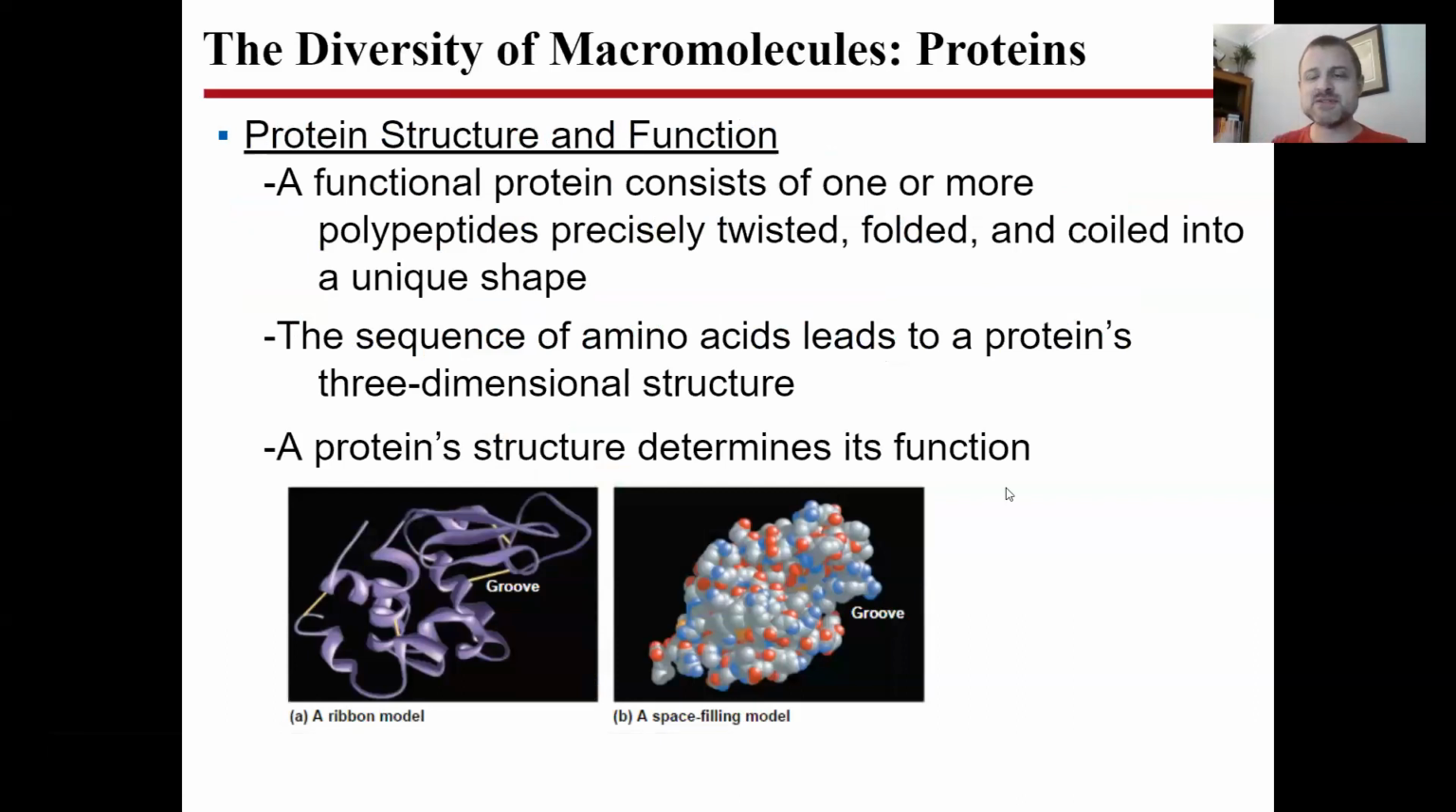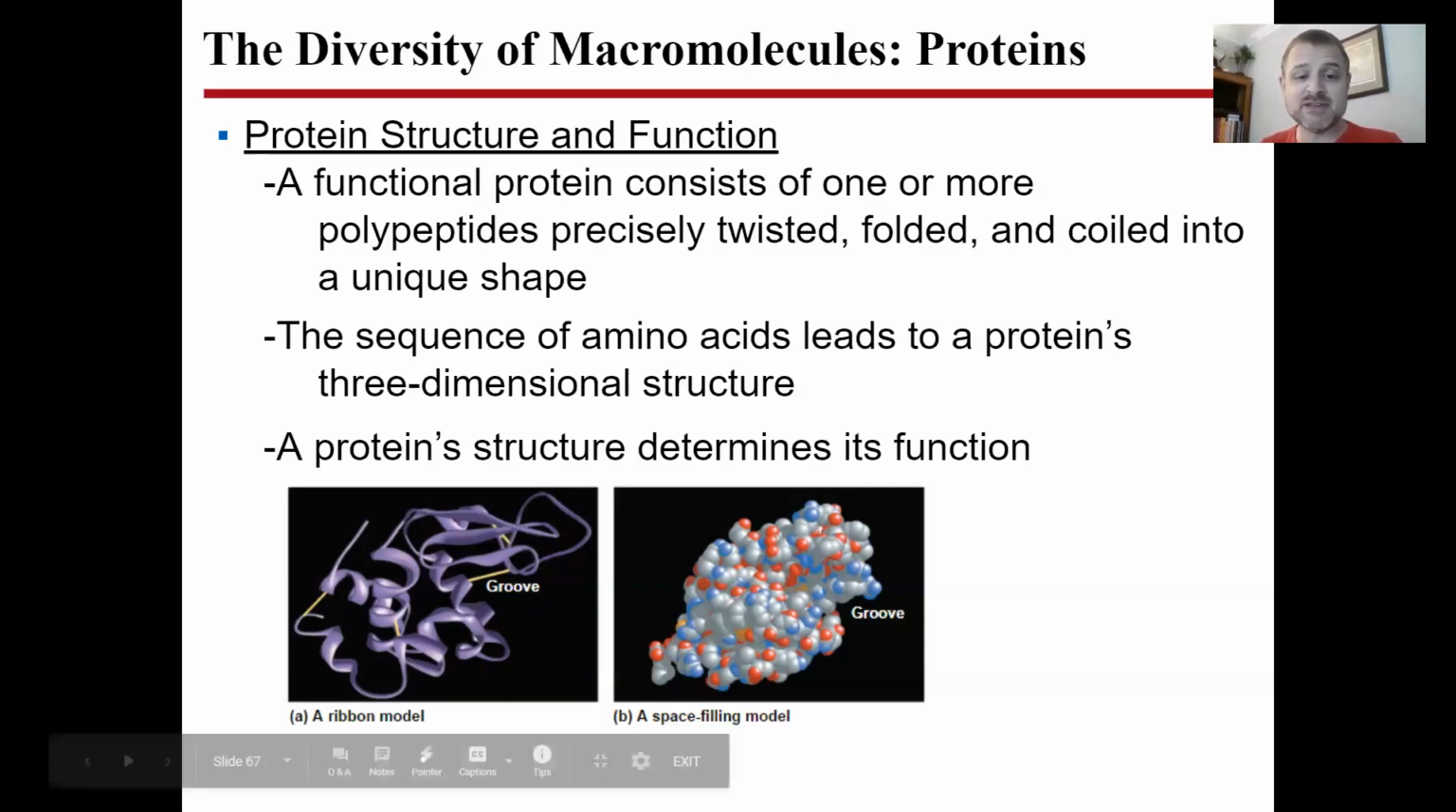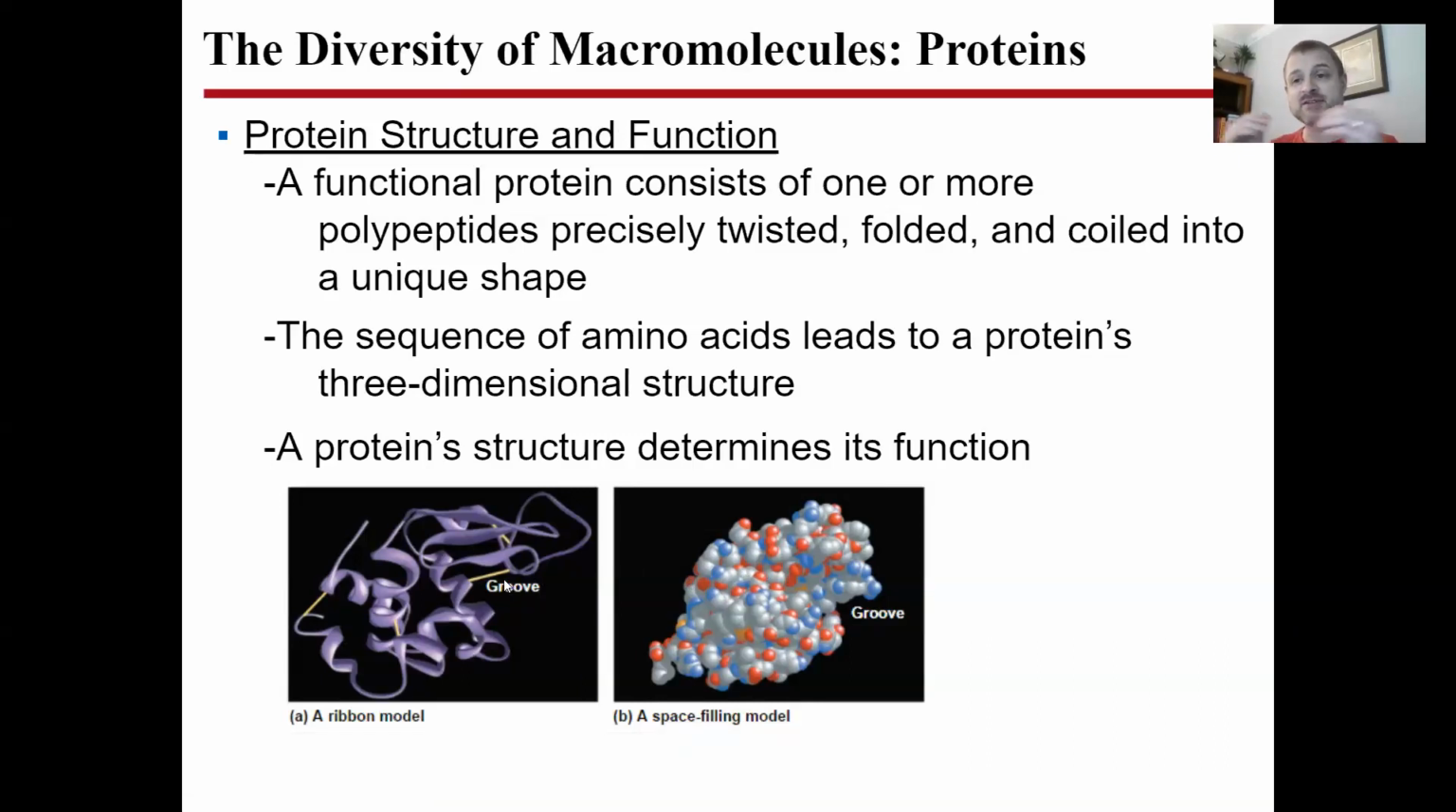Okay, so a protein's structure and function. The structure tells you its function. Proteins are big molecules that fold. If you look at these 3D models from your book, proteins aren't just long strings. The amino acids are in a sequence, but the protein is going to coil and pleat and fold back on itself, and the protein's shape is what determines its function.